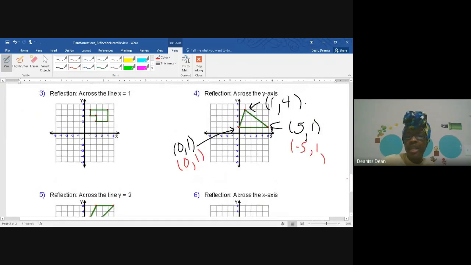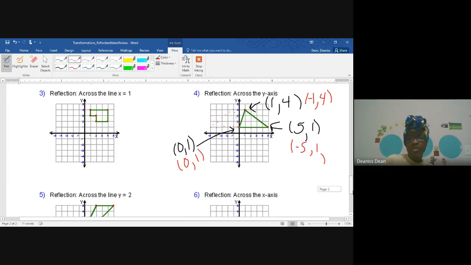Okay. And then this one is going to be -1, 4. And you can plot that if you want to see it. So 0, 1, -5, 1, and then -1, 4. And then it will have reflected across the y-axis. And I just outlined it here in red.